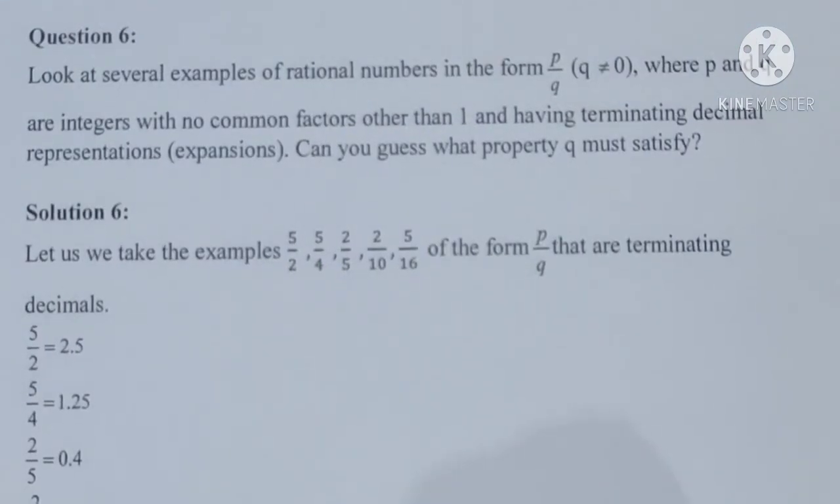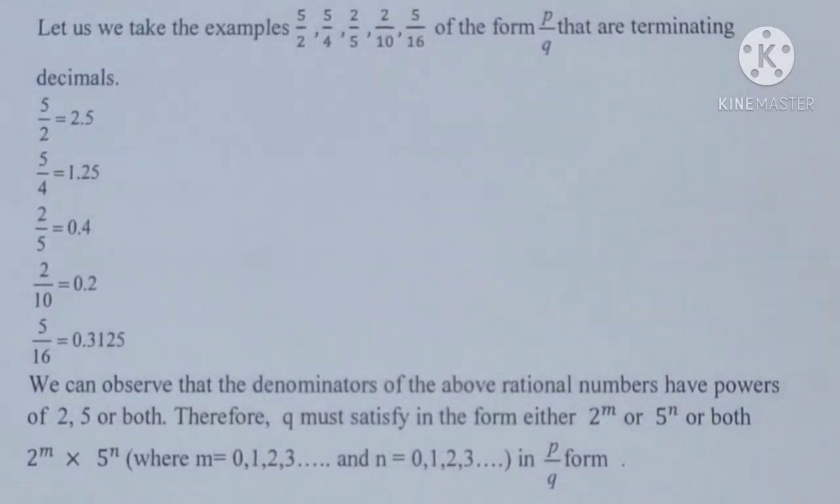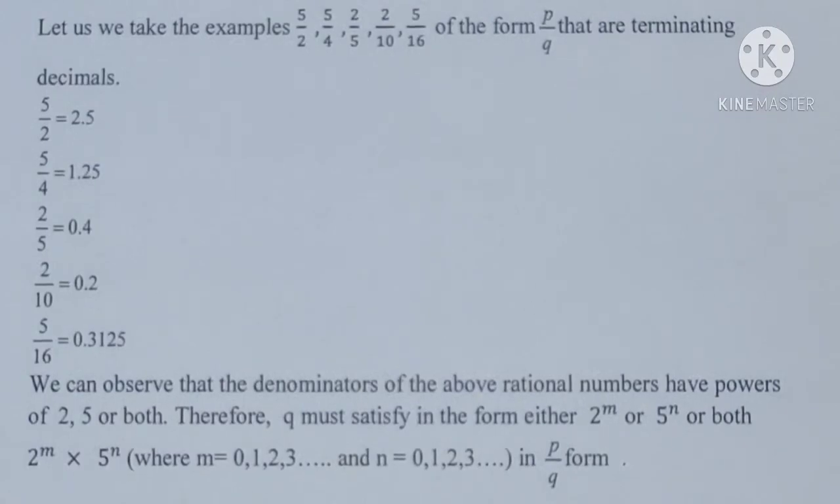Next question. Look at several examples of rational numbers in the form p by q, where q not equal to 0, where p and q are integers with no common factors other than 1 and having terminating decimal representations. Can you guess what property q must satisfy? Let us take the examples 5 by 2, 5 by 4, 2 by 5, 2 by 10, 5 by 16, which are of the form p by q. And what we have to check is, what is the property of the denominator?